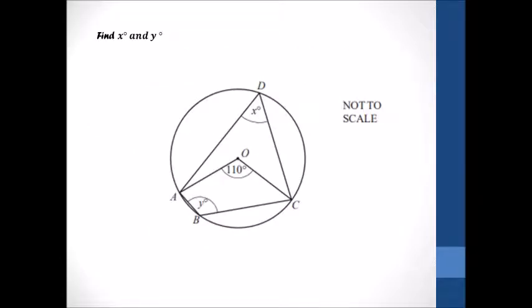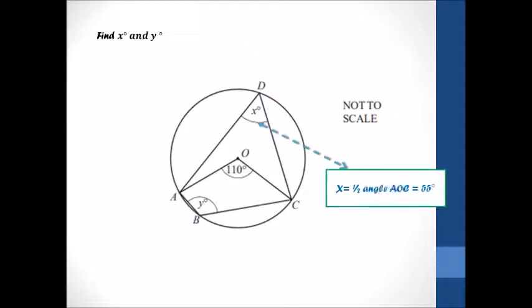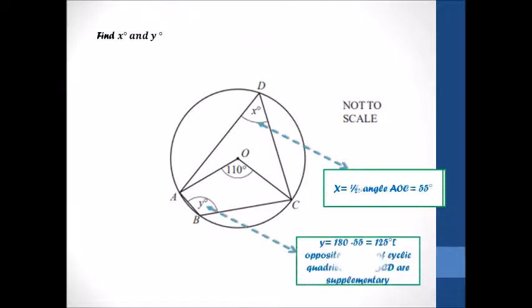Find x and y in this question. We know that angle ADC is half angle AOC. Therefore, x will be equal to half of 110, that is 55. Angle ABC is equal to 180 minus angle ADC, that is 125. Hence, y will be equal to 125. Here the theorem opposite angles of a cyclic quadrilateral are supplementary is used.